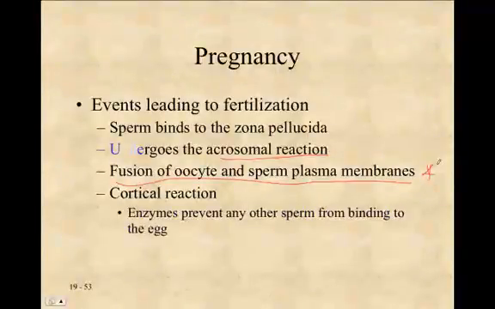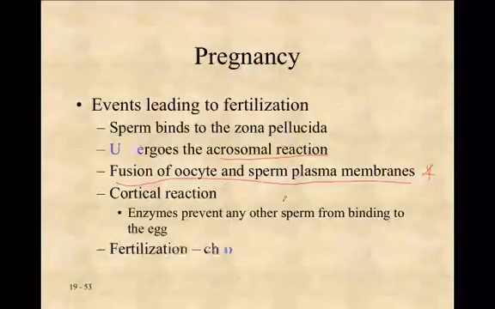And then we have what's called the cortical reaction that will happen just shortly after fusion. That's where enzymes will be released that will prevent any other sperm from binding to the egg. So the egg will produce these enzymes that will prevent another sperm from binding to that egg.